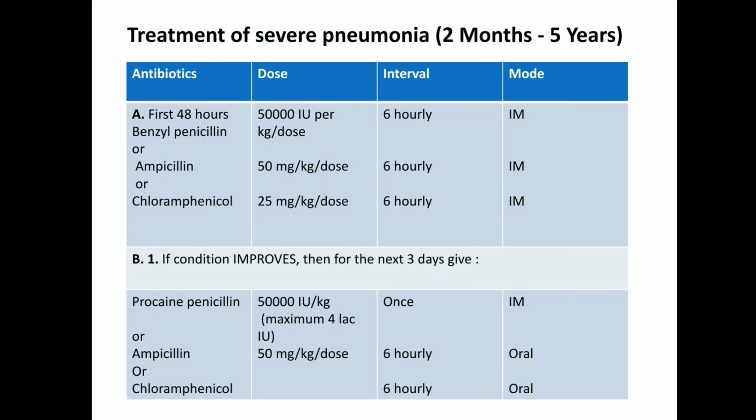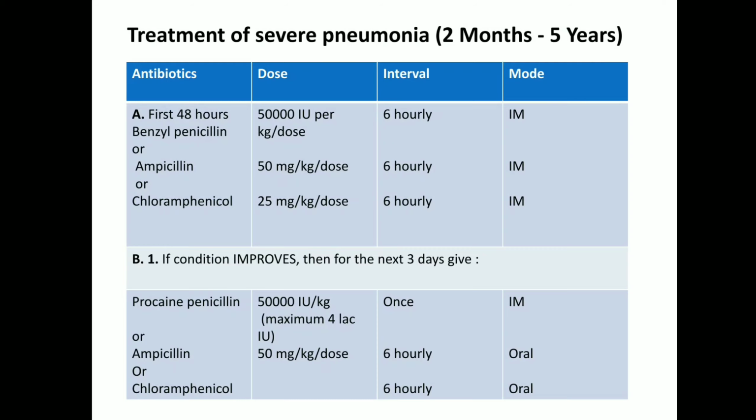So what is the interval? It is 6th hourly for all of them. If it is benzyl penicillin, you have to give it 6th hourly in a day. 6th hourly means QID, 4 times a day. And if it is ampicillin, you have to give it 6th hourly. If it is chloramphenicol also, you have to give it 6th hourly. And what is the route? The route is mainly intramuscular.